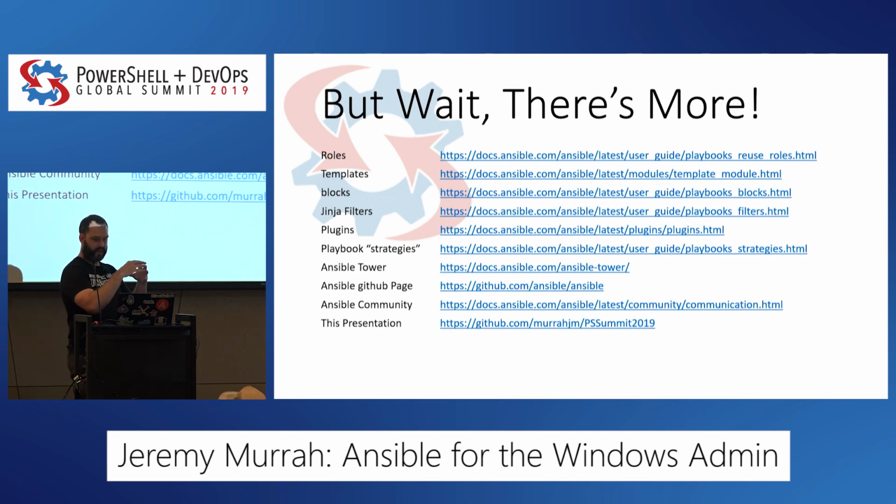Blocks is a way to add some extra logic and grouping of your tasks inside the execution. Jinja filters, I mentioned that. We used from_json. There's a billion of these. You can do some really cool stuff and some really scary stuff with those, so check those out. Plugins is cool if you want to get really weird with Ansible. You can change the way everything works. The output thing is the callback plugins, but there are a lot of plugins that let you change default behavior. That's all Python, so love it.